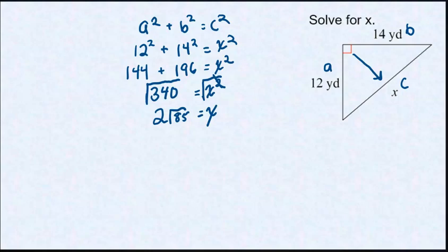Let's take a minute and talk about this. So the answer to the length of the hypotenuse is 2 square root 85. If, and I would not recommend it unless you had to, you wanted to convert this to a decimal, the answer is 18.4391..., which is rounded. It is an irrational number.